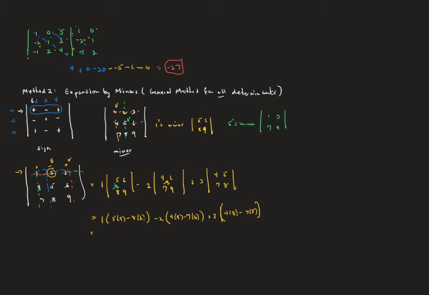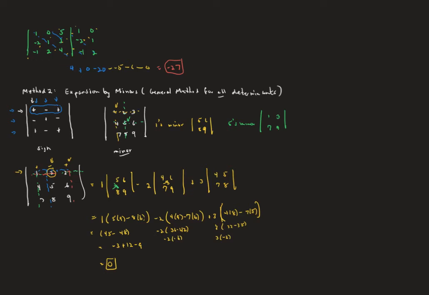Okay, so now the arithmetic. So we have 1 times, and that's going to be 45 minus 48, I believe, which is going to be a negative 3. And we're going to get a negative 2 times, that's 36 minus 42. 36 minus 42 is a negative 6. Negative 2 times a negative 6 is going to be a positive 12. We're going to get 3 times, looks like 32 minus 35. That's going to be 3 times a negative 3. That's going to be a minus 9. And so it works out to be 0. How about that? All that work and we got 0.